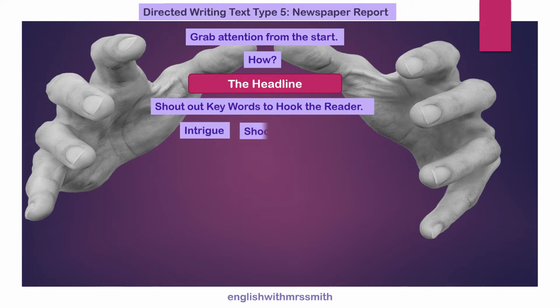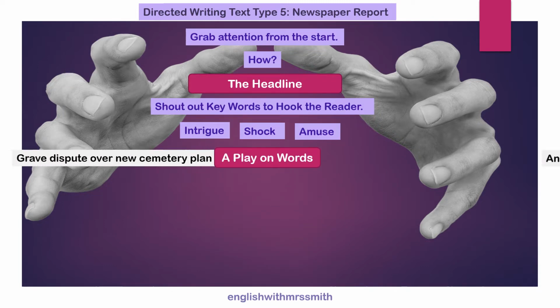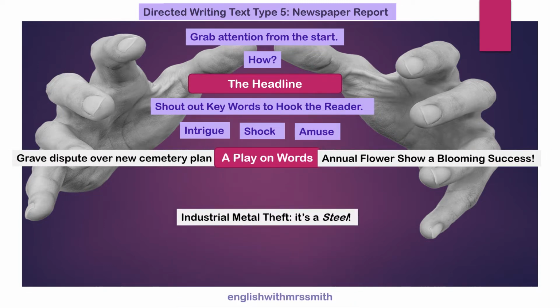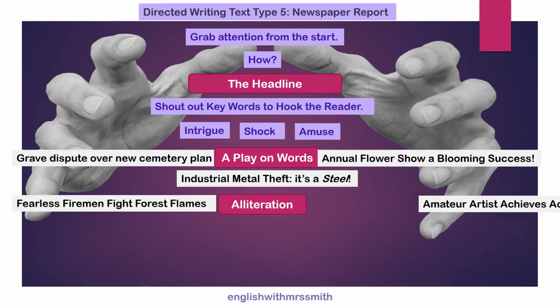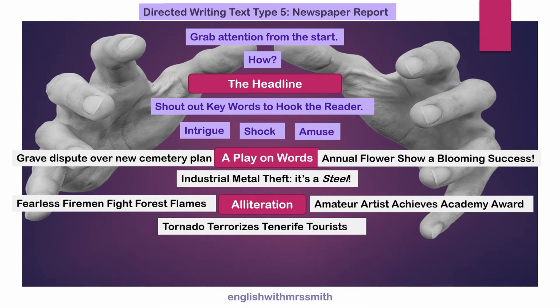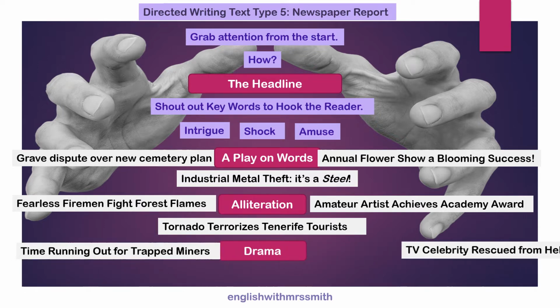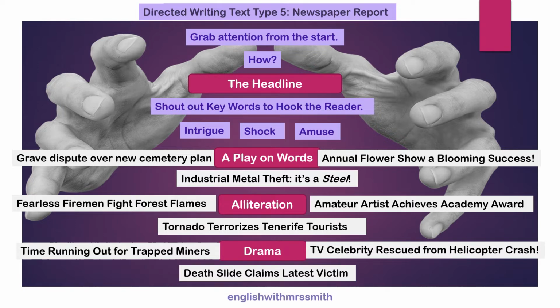You want to intrigue, shock, or amuse them. You could include a play on words, such as "annual flower show, a blooming success." You could use alliteration. For example, "tornado terrorizes Tenerife tourists." And many headlines feature drama, such as "time running out for trapped miners." You can use any one or a combination of these techniques.